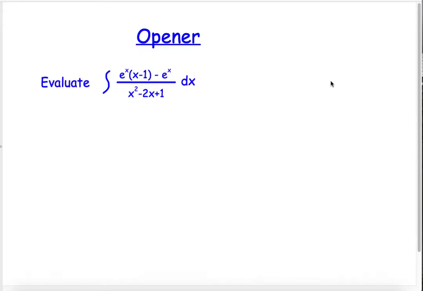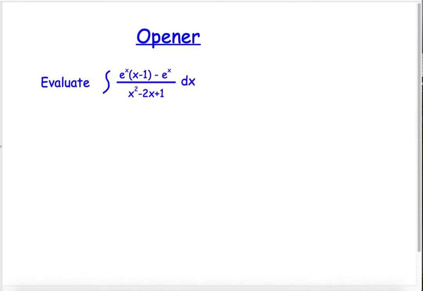Alright, so now we've finished this unit, so I have a few problems to work through and see just how well you understand integrals. First, I have an opener for you. Evaluate this integral, which looks really complicated, but I think it's worthwhile if you hit pause, spend a few minutes trying to work it out, and then go ahead and play and I'll work you through this.